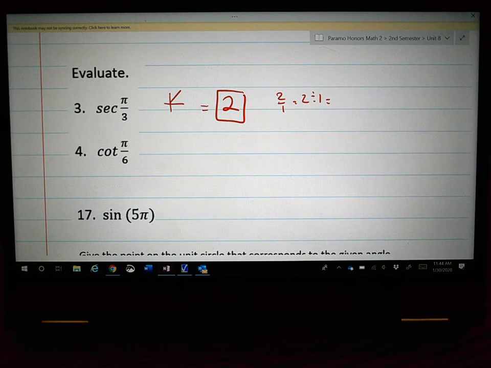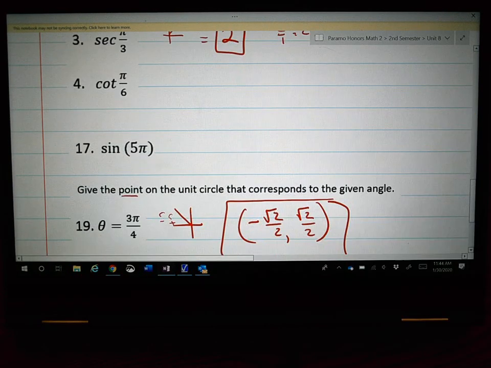Okay. Number 4. Cotangent of pi over 6. I think you guys can do this. So it doesn't matter that I'm recording a video or not. I want you to try 4 and try 17.